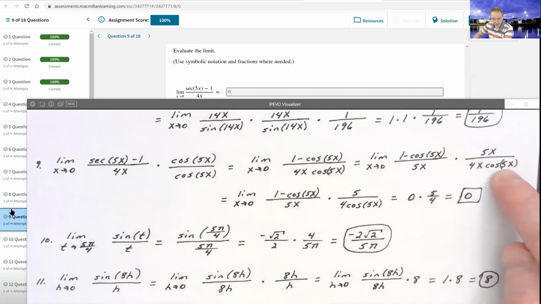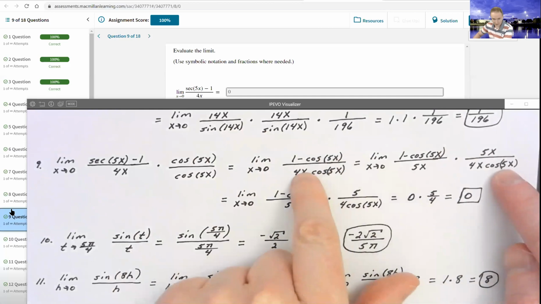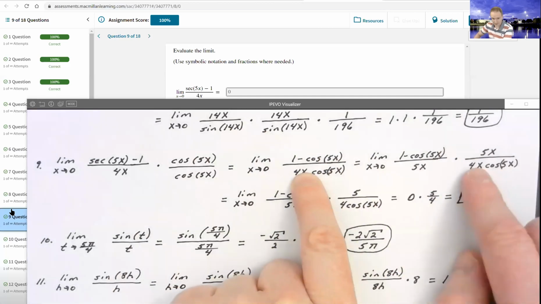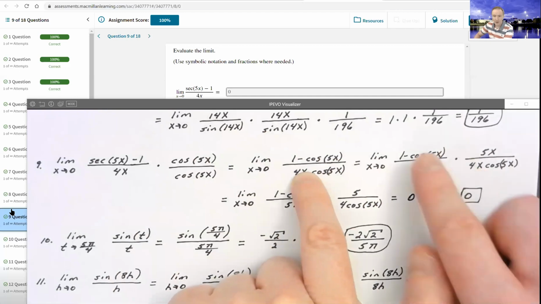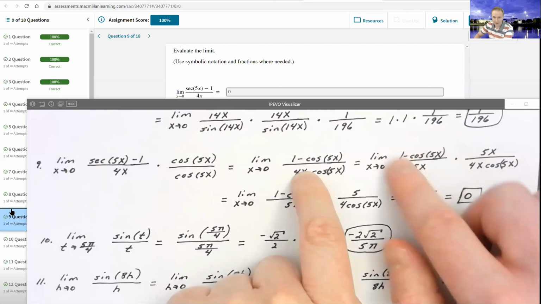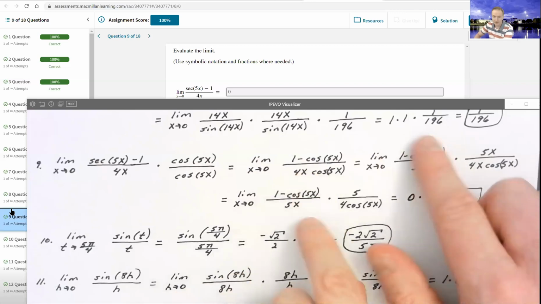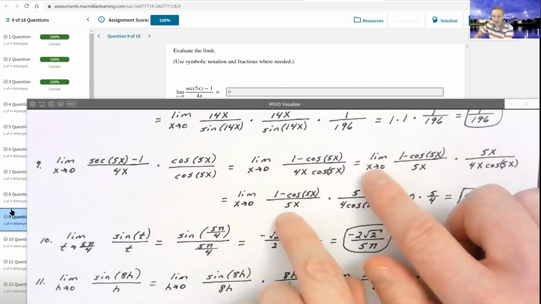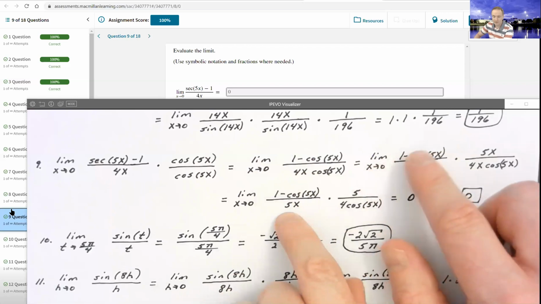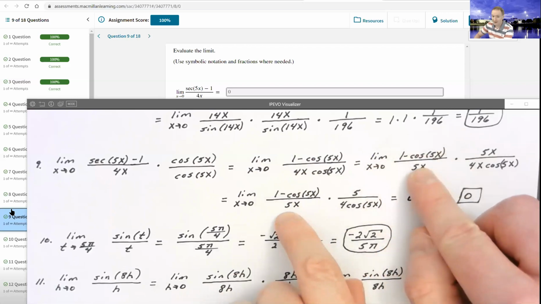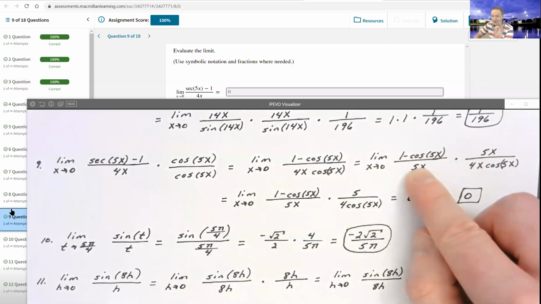Completely legal maneuver. The only thing I've done from this step to this step is multiply by an understood 1 of 5x over 5x. But I wanted the 5x in the denominator of this one, so I could say, well, now this is automatically going to be in the form of the limit as theta approaches 0 of 1 minus cosine theta over theta, and I know that that expression is equal to, sorry, 0, not 1, 0.